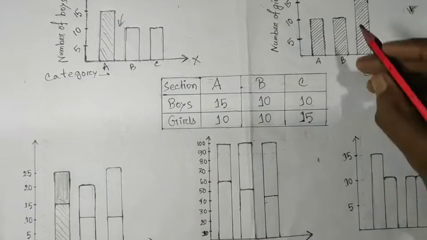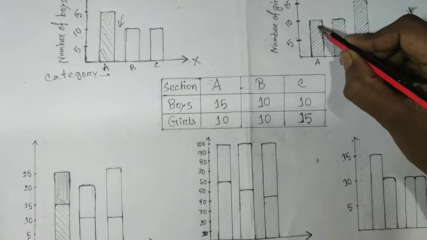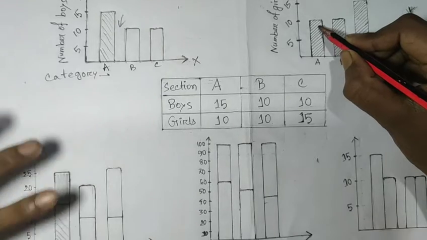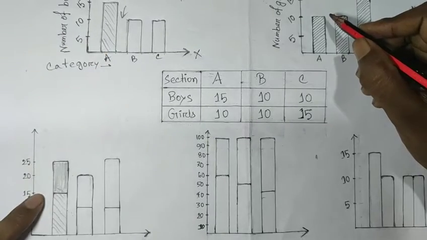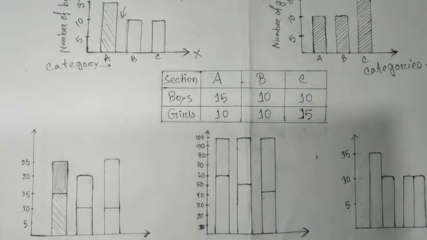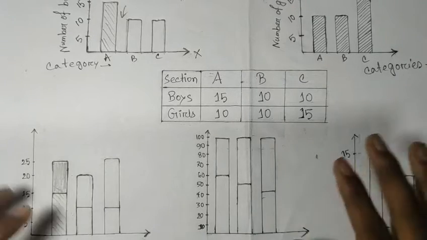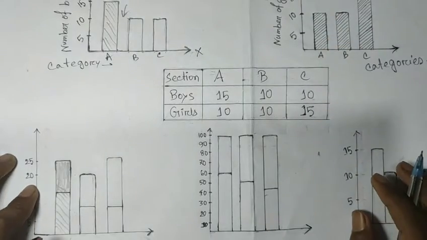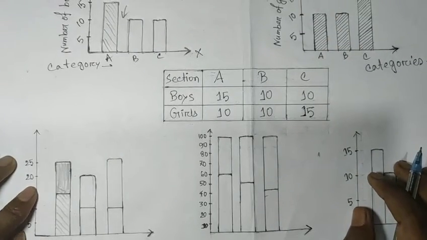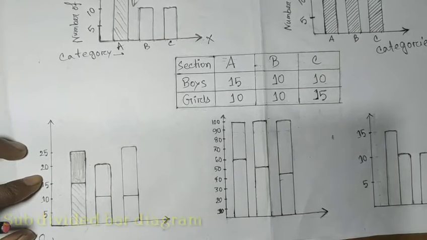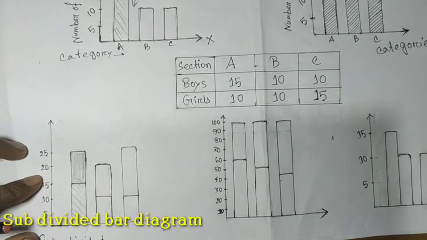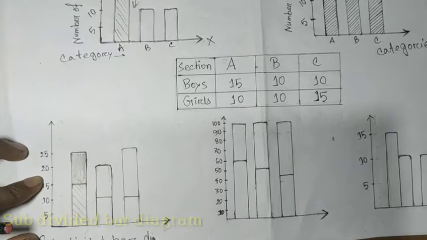That means I just have put this graphical representation on the upper side of the first graphical representation, and by doing this we can easily make comparisons and understand the graph at a glance, and it is easier. And this process is called a component or subdivided bar diagram. That means you can write in here: subdivided bar diagram.